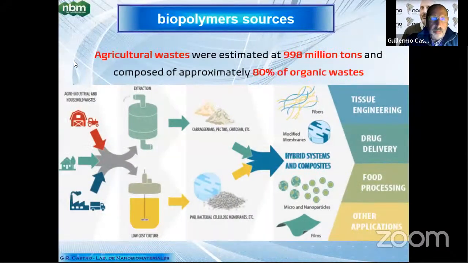So my point at this time is to talk about biopolymers. Why biopolymers? Because in our world, we are about 7,000 million people, and we are growing very fast. Right now, we have about 998 million tons of agricultural waste, approximately 80% of the organic waste. So in the composition of organic waste, one of the most important are biopolymers.